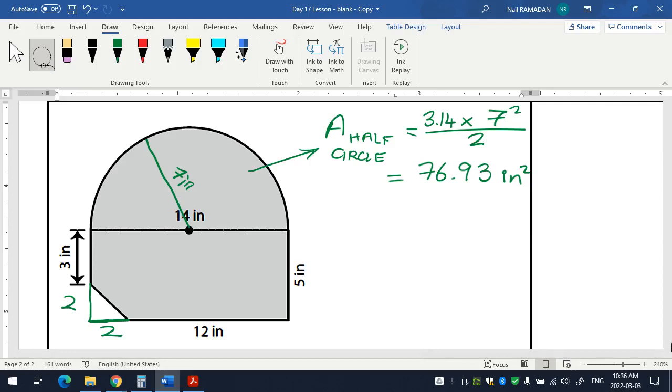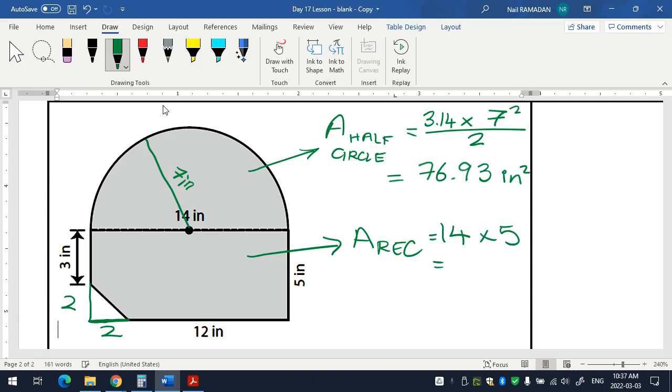Yes. What's my next shape to find? Either or. It's up to you. Christian, what do you want to find? The rectangle. How long? 14. How short or how wide? 14 times 5. Everyone, go ahead. Area of the rectangle equals 14 times 5, which is how much? An exact 70.